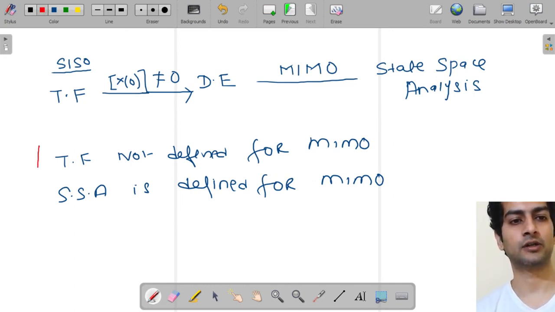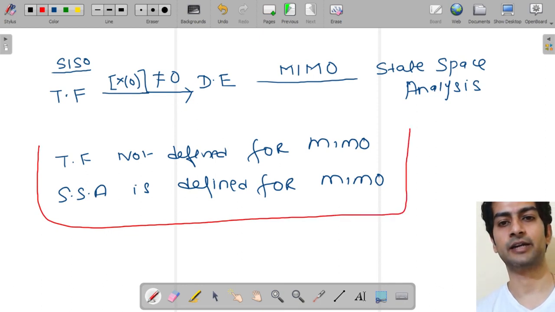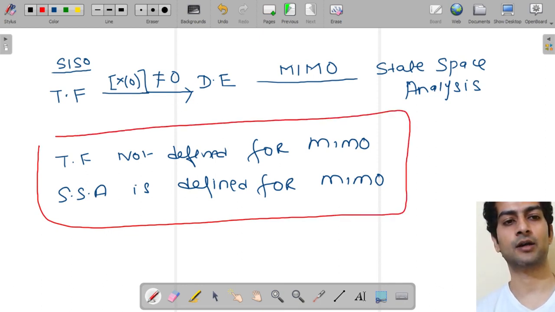This is a very important point. One important point we discussed earlier was that the transfer function is unique, but state space analysis is not unique, and I gave you the reason. Here I am telling you that the transfer function is not defined for a MIMO system, but state space analysis is.